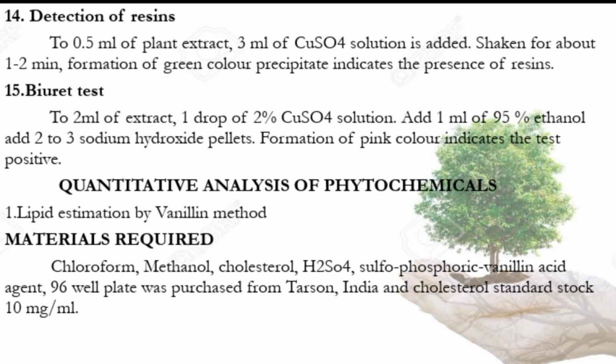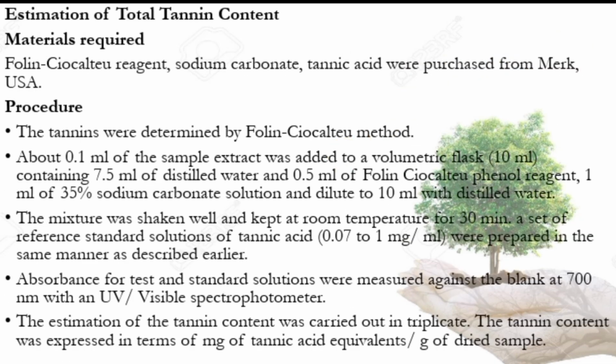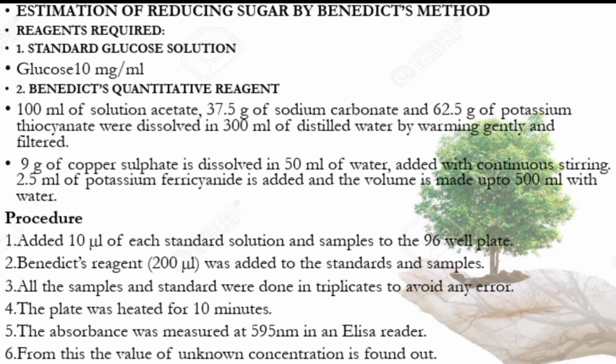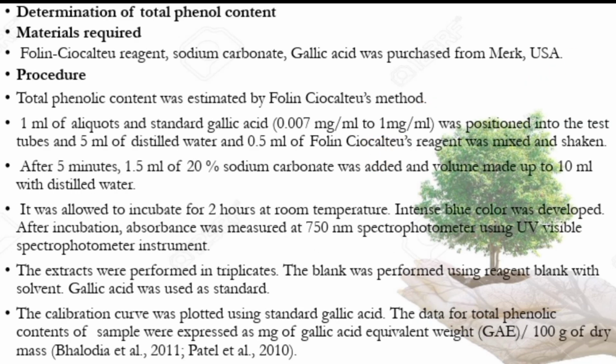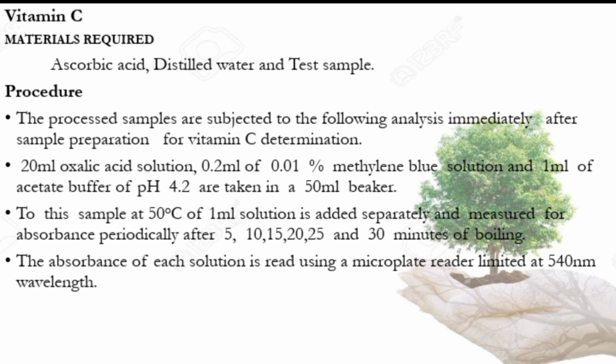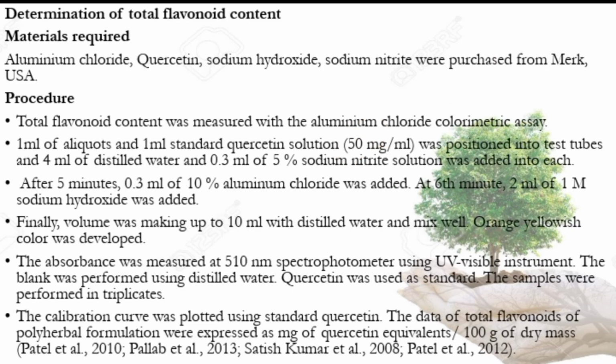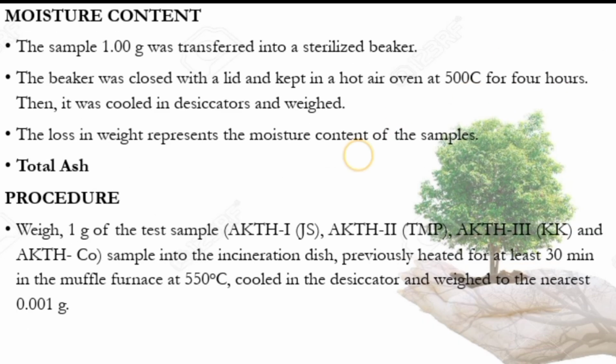Quantitative analysis of phytochemicals. For lipid estimation, the vanillin method is used. For total tannin, the Folin-Ciocalteu method is used. For estimation of reducing sugar, the Benedict test is used. For protein estimation, the Bradford method is used. For phenol estimation, the Folin-Ciocalteu method is used. Vitamin C is analyzed by spectrometer at 540 nm. Total flavonoid content is measured by colorimetry.